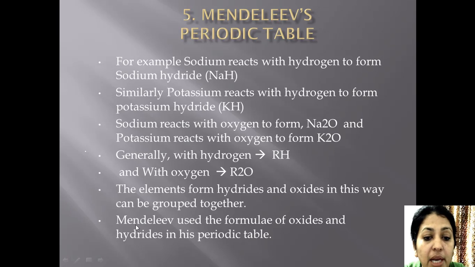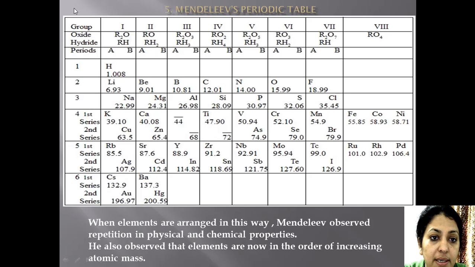Okay. And Mendeleev used the formula of oxides and hydrides in his periodic table. Let's check what that is. See here, this is Mendeleev's periodic table. You can see the chemical formula of oxides and hydrides of the elements. See, for the first column, this is the first column, okay. All the elements form oxides with the general formula R2O and hydrides with the general formula RH, okay.